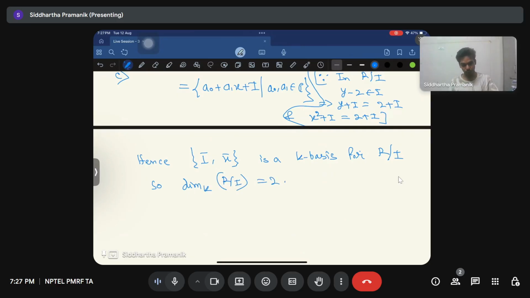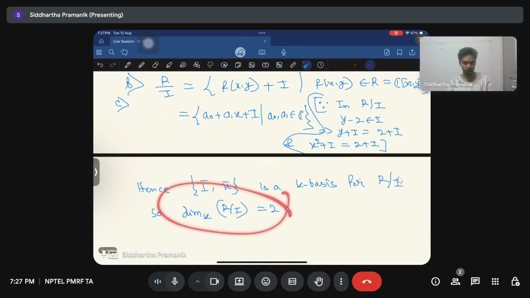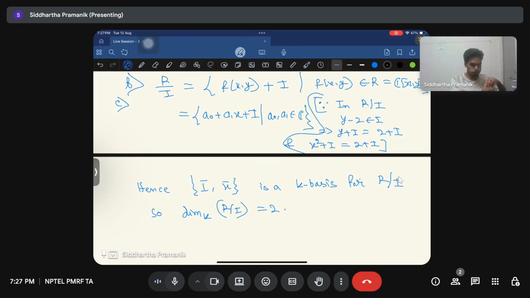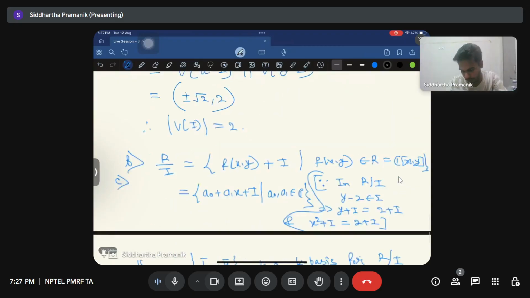So observe one thing, that the cardinality of the variety and the dimension of this quotient are the same here. So one natural question is when these two things coincide, when this equality will hold. Okay, so let's address this question. This is problem number 8.